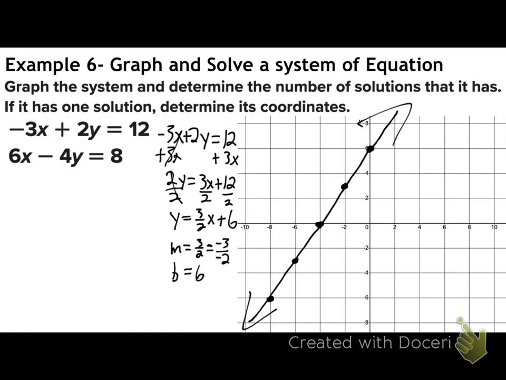Okay? Now, got to solve my second equation for y as well. What's the first step in doing that? Subtract 6x from both sides. Gives me negative 4y equals negative 6x plus 8. How would I get y by itself now? Divide by negative 4.